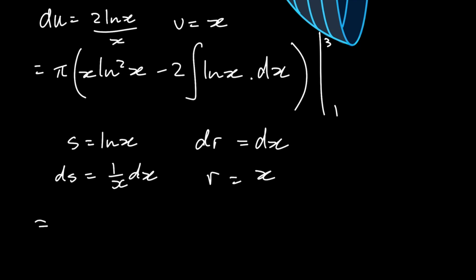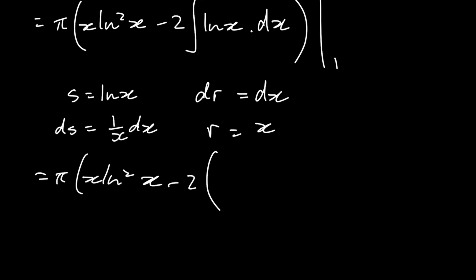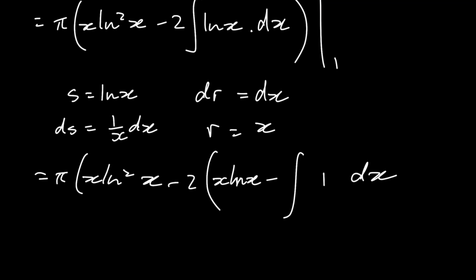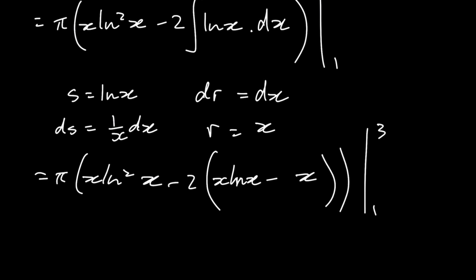Okay, then solving this, we get pi times x natural log squared of x, that remains the same, minus 2 times, now it's s times r, which is x times the natural log of x, minus the integral of r ds. So that's x over x dx, which is just 1 dx. And the integral of 1 dx is simply x. Now, this was integrated from 1 until 3.